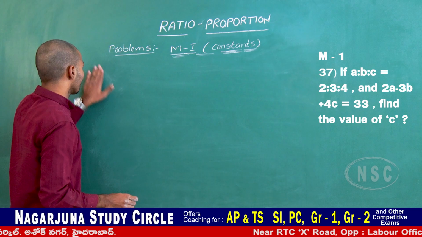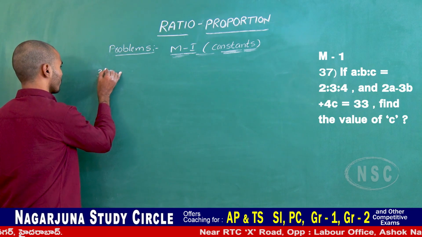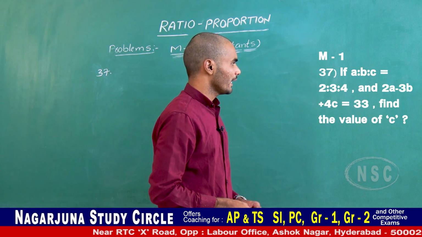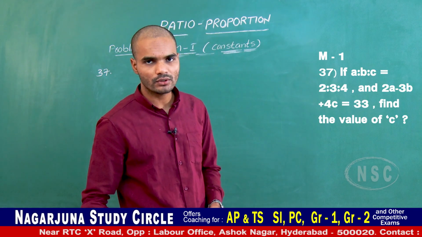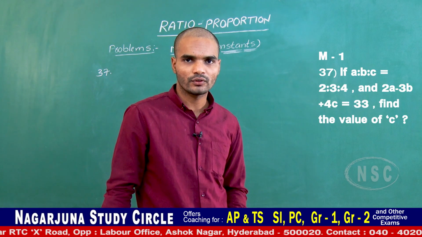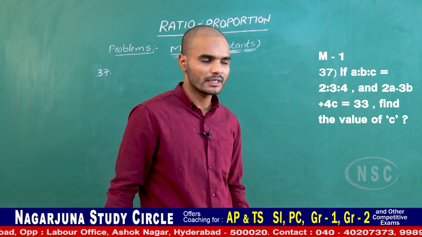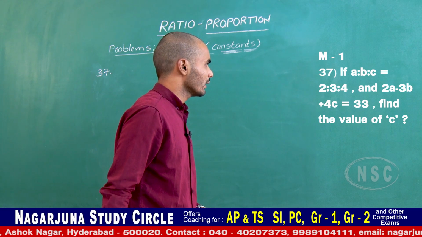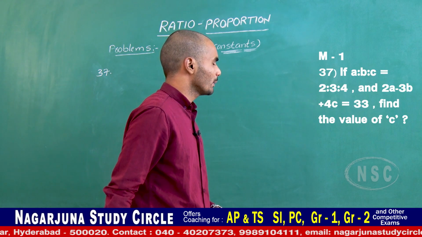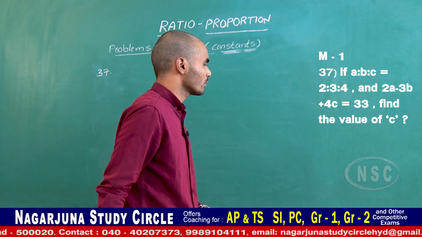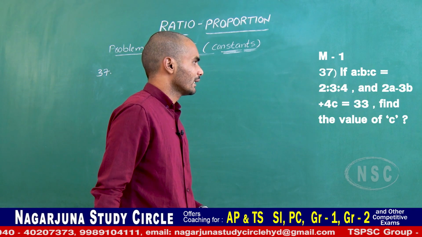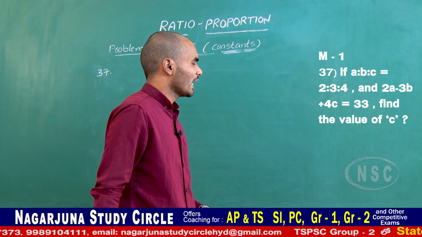Question number 37. The given question is A is to B is to C equals 2 is to 3 is to 4, and 2A minus 3B plus 4C equals 33. Then find the value of C.